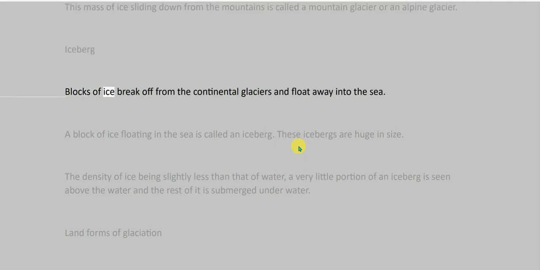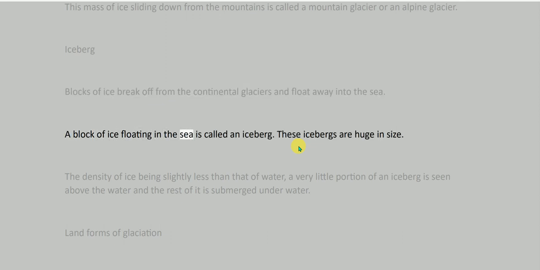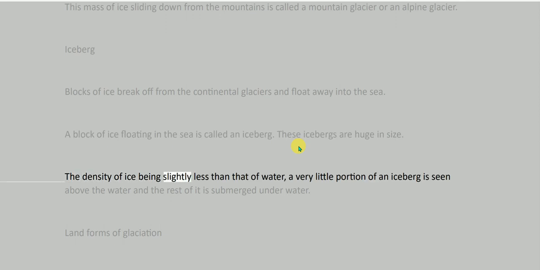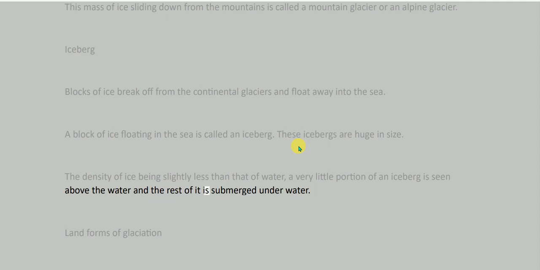Iceberg. Blocks of ice break off from the continental glaciers and float away into the sea. A block of ice floating in the sea is called an iceberg. These icebergs are huge in size. The density of ice being slightly less than that of water, a very little portion of an iceberg is seen above the water and the rest of it is submerged underwater.